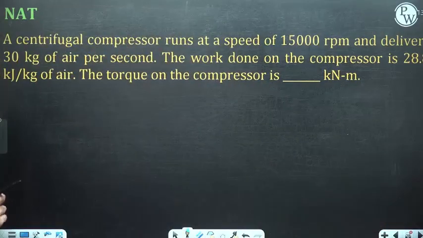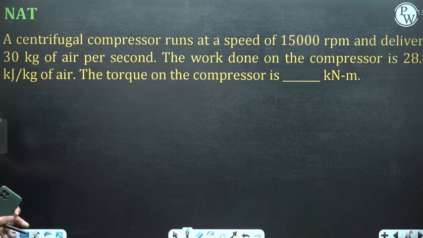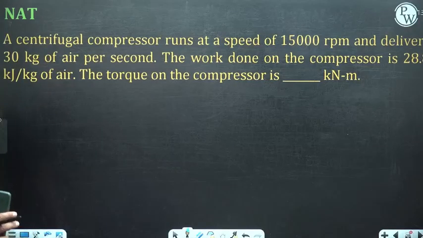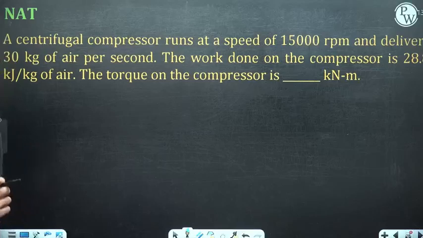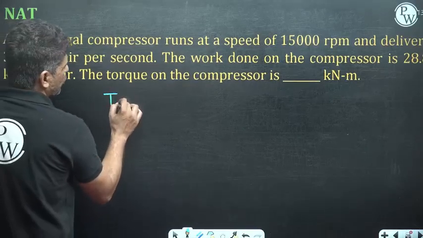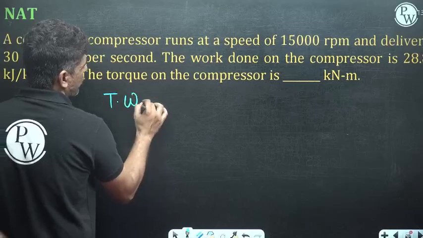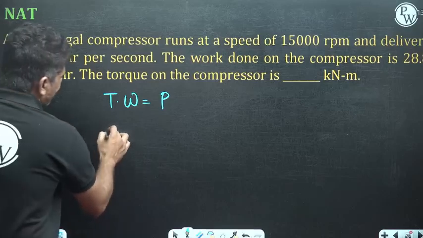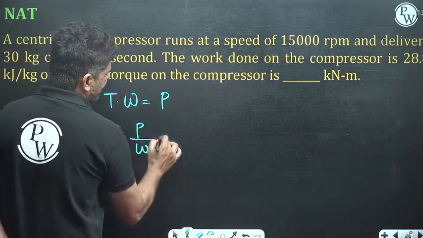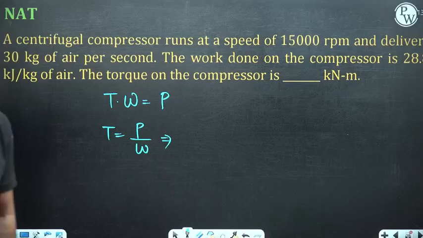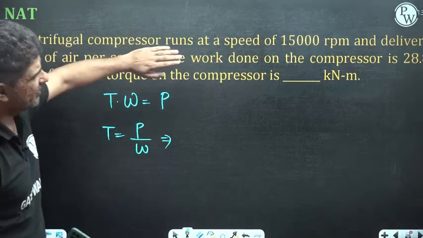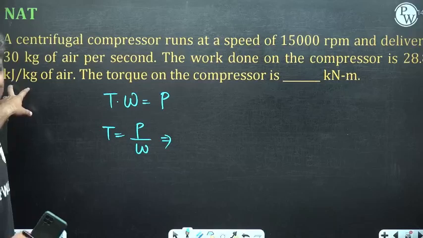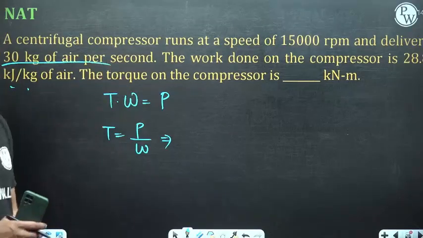So it says a centrifugal compressor runs at a speed of 15,000 RPM and it delivers 30 kg of air per second. The work done on the compressor is 28.8 kilojoule per kg of air. Then the torque on the compressor is... So we know that torque multiplied by omega is equal to the power. So he is asking you torque. So torque is equal to power divided by omega. And what is the power that is supplied by the compressor? So you see that the compressor is doing 28.8 kilojoule per kg of work, and the air supplied is 30 kg per second.